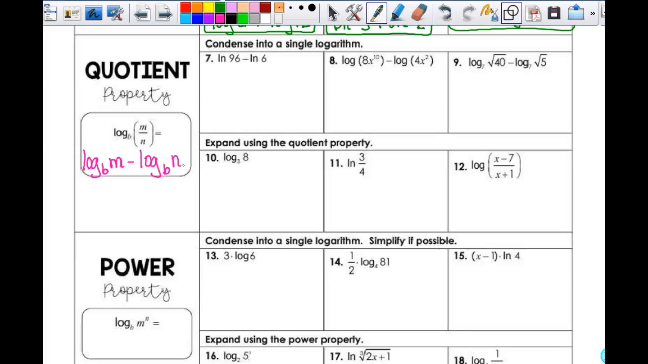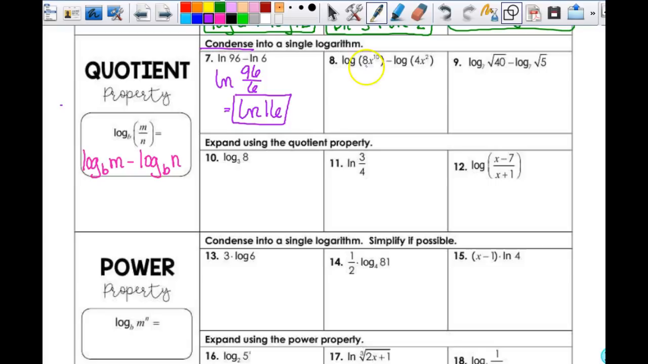So then I have the natural log of 96 minus the natural log of 6. Remember, the two logs have to have the same base. Well, they're natural logs, so they do. So this becomes the natural log of 96 over 6. 96 divided by 6 is 16, so that's equal to the natural log of 16. And we're not touching a calculator here because it says condense into a single logarithm. It does not say to evaluate the logarithm, so I don't actually care what the value is of that.